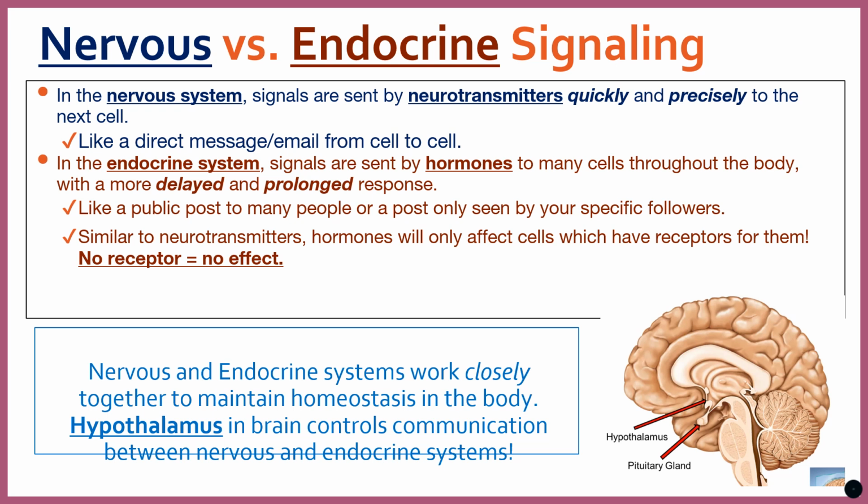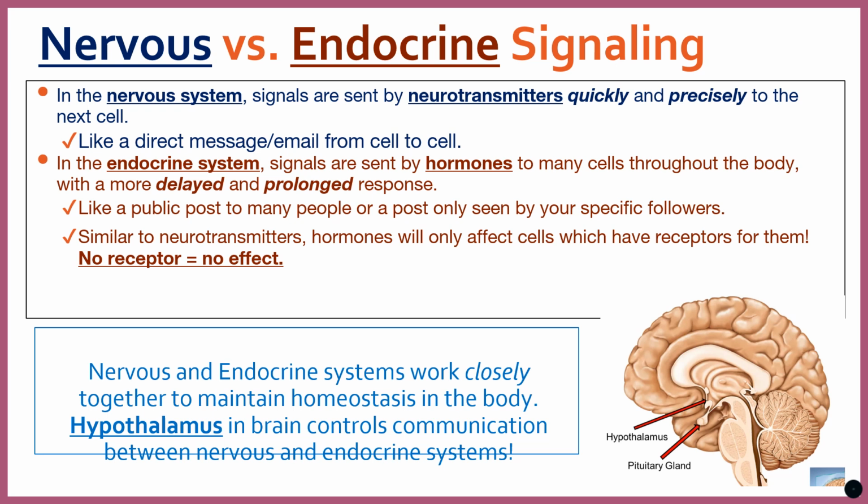In the endocrine system, signals are sent by hormones to many cells throughout the body. Because it is going further and targeting a lot more cells and tissues, normally we're going to see a more delayed response, but also a more prolonged response. Think of it like a public post on Facebook to many people. The message is received, but not quite so quickly and precisely. Similar to neurotransmitters, hormones only affect target cells that have receptors for them. If they lack the receptor, they also lack the effect.